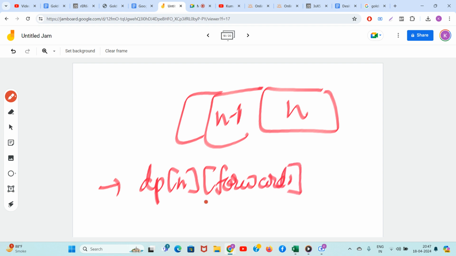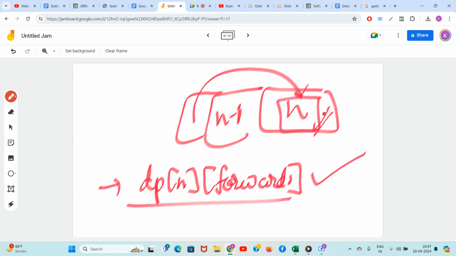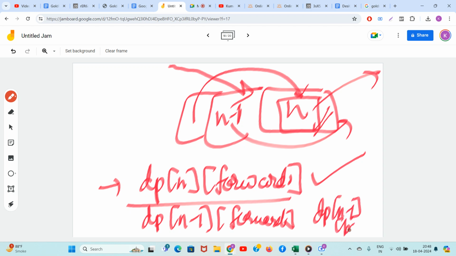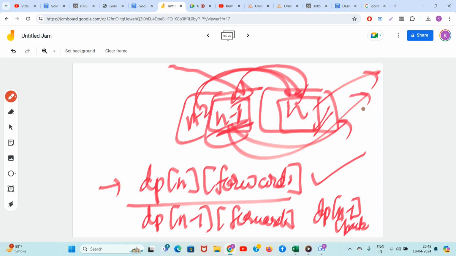I'm interchanging the words forward and backward. Sorry for that. DPN forward is correct. Forward means you jump from here to here and you have reached the last index. Now you can jump outside. DPN minus 1 forward is also correct. It means you have reached n minus 1 like this, and now you jump outside. But DPN minus 1 backward is also correct. Backward means you went from n minus 2 to n, then you went from n to n minus 1, reaching n minus 1 in backward fashion, now jumping outside.